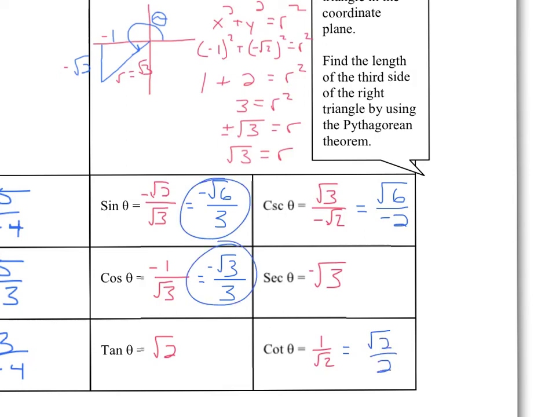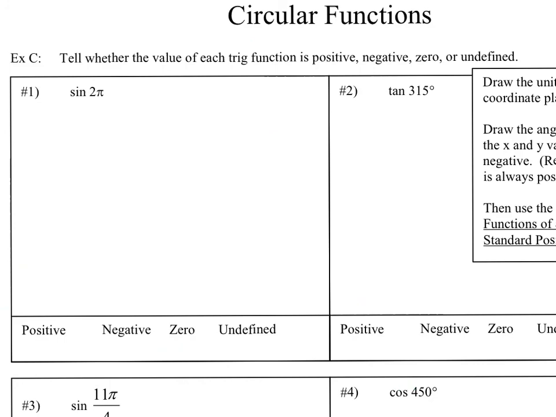So final answer. Example C. Tell whether the value of each trig function is positive, negative, zero, or undefined. So essentially, this is similar to A and B examples, but it's less work because we don't have to find out the actual answer. We just got to figure out what the sign is, S-I-G-N, not the sign, S-I-N-E.